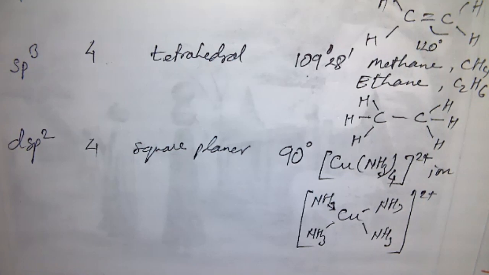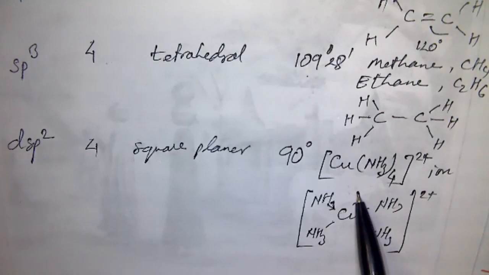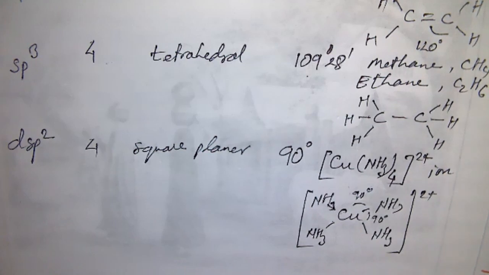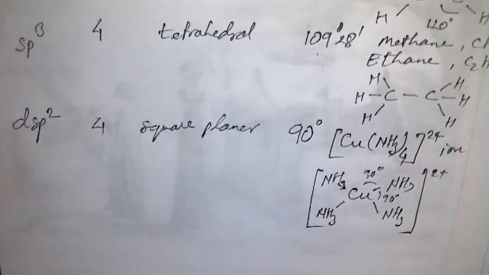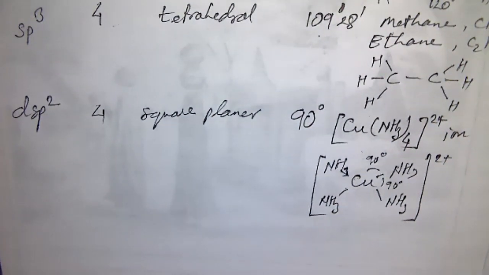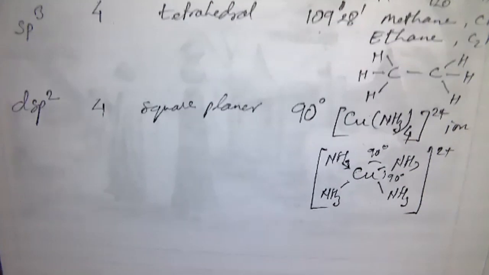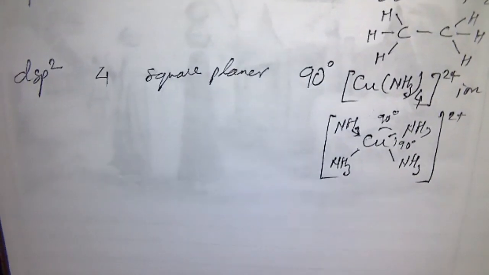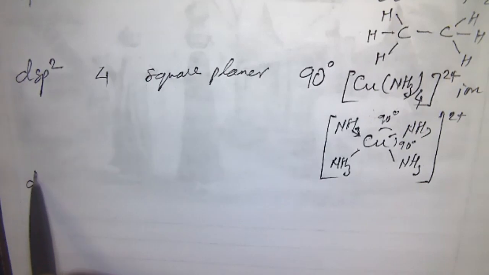Here, what I gave you here, these all angles will be how much? 90 degrees. Each angle will be equal to 90 degrees. Okay, so this is an example of square planar. Understood? Then we have some more.